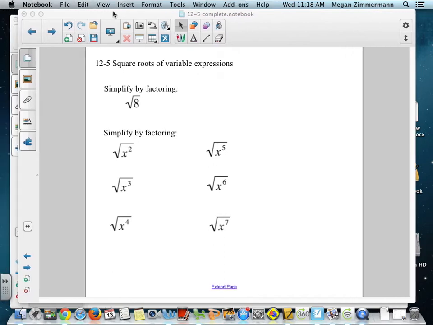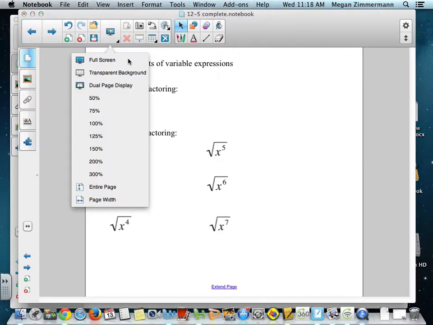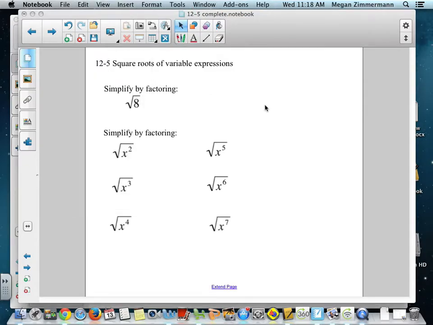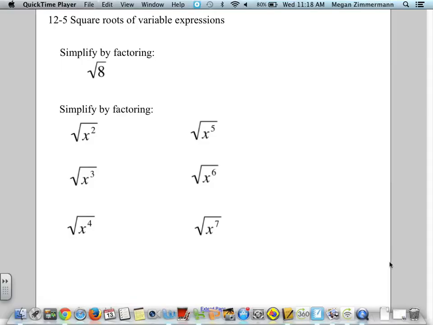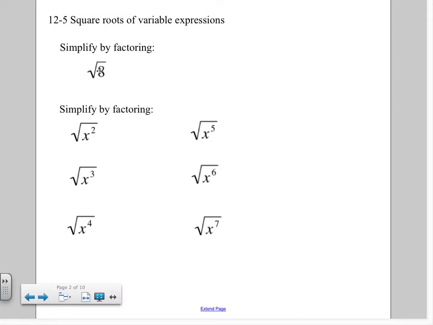Okay, here's section 12.5, square roots of variable expressions. So let's take a look. Earlier in chapter 12, we were just simplifying square roots of numbers. So if we were to simplify the square root of 8, how we would do it, simplifying by factoring, would be we would get the square root of 2 times 2 times 2. So let's see what that would look like.